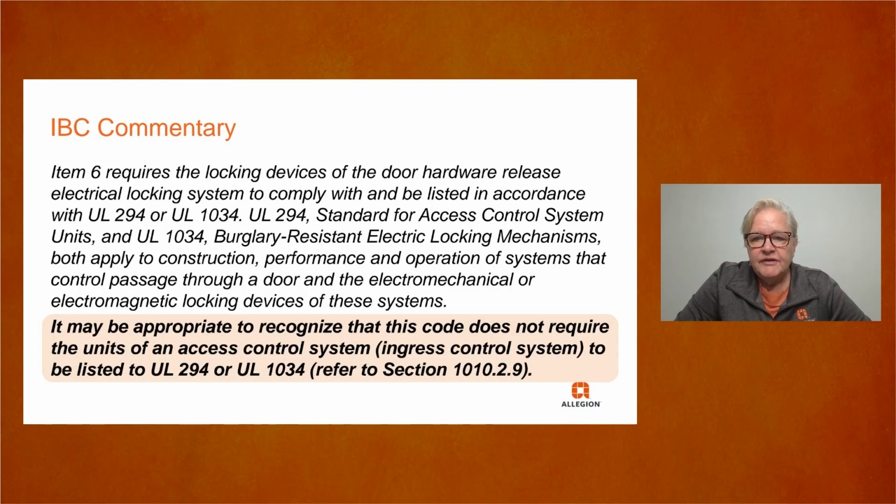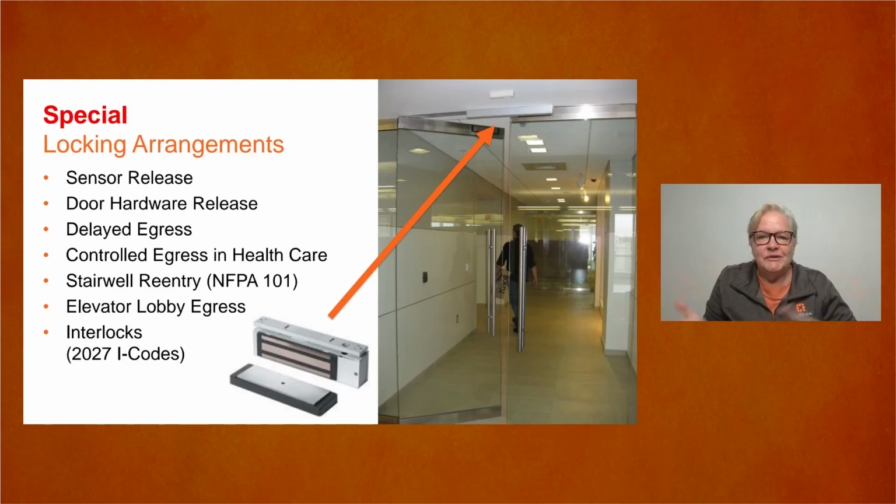The IBC commentary for this section includes some further information that states that the requirement for the listing does not apply to locks that are part of an access control system, also known as an ingress control system. So that's interesting. What does that mean? That brings us to our next clarification, which includes both the special locking arrangements and these access control systems that are mentioned here in the commentary, or I like to call them normal locking arrangements. Not everybody has run into that term before, but it works well in conjunction with special locking arrangements and normal locking arrangements.